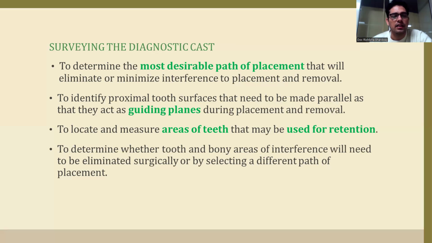Surveying the diagnostic cast is to determine the most desirable path of placement that will eliminate or minimize the interferences to the placement and removal of the prosthesis. It makes it easy for the patient to remove or place the prosthesis. To identify the proximal tooth surfaces that need to be made parallel, as they act as guiding planes during the placement and removal. To locate and measure areas of teeth that may be used for retention, meaning the undercuts. To determine whether tooth and bony areas of interference will need to be eliminated surgically or by selecting a different path of placement.